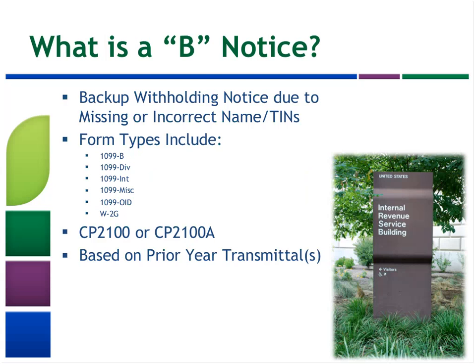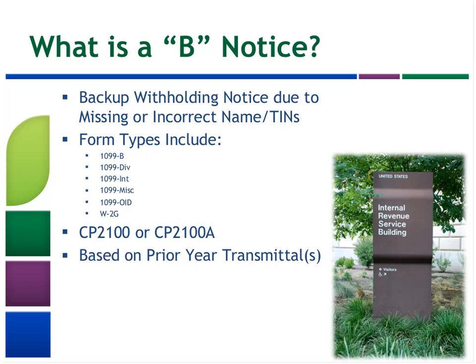So what is a B notice? Really, a B notice is a backup withholding notice. So if somebody doesn't have an accurate name or TIN, the IRS is going to say, well, you need to withhold on payments made to those individuals. Not all form types are included in it. There is one form type that is missing here, which is the 1099-K. However, these are the form types that are included in the B notice where you would have to do backup withholding.